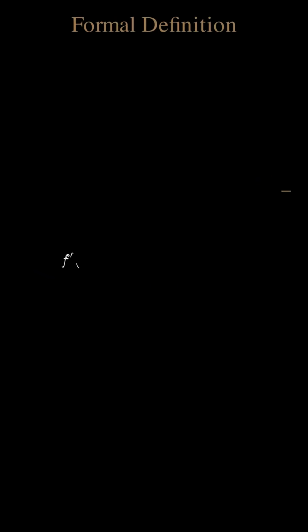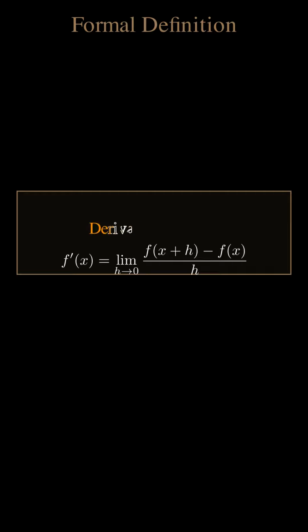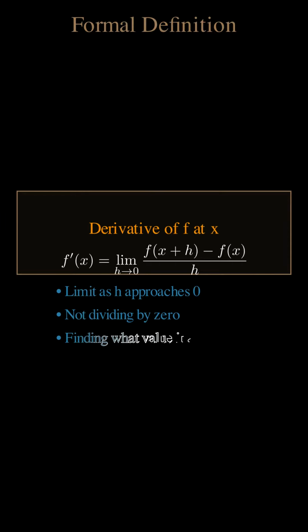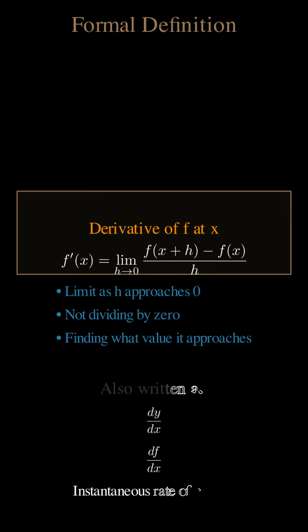This gives us the formal definition of the derivative. The derivative of f at x, written f prime of x, is the limit as h approaches 0 of this fraction. We're not dividing by 0. We're asking what value this fraction approaches as h gets infinitely small. We can also write this as dy dx or df dx, representing the instantaneous rate of change.